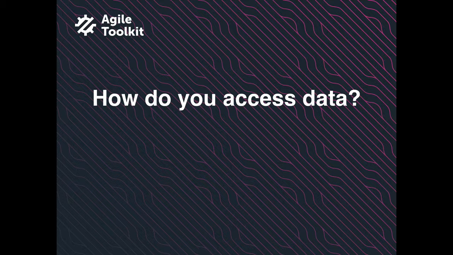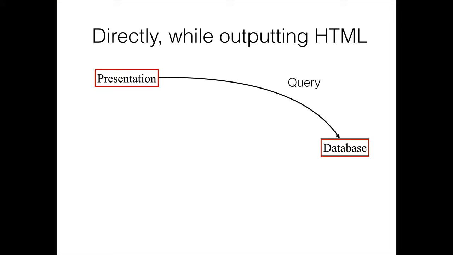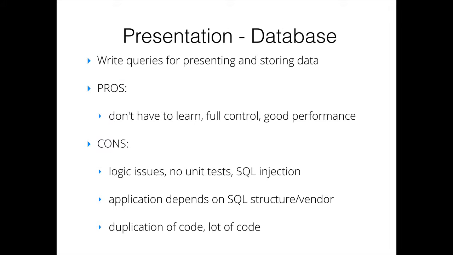Okay, so let's take a step back and talk about how your application works with a database. One of the most established and oldest ways, while you're outputting HTML, is to send a couple of queries to your database to fetch the necessary result. And many developers still do that, execute those direct queries. Let's look at pros and cons.